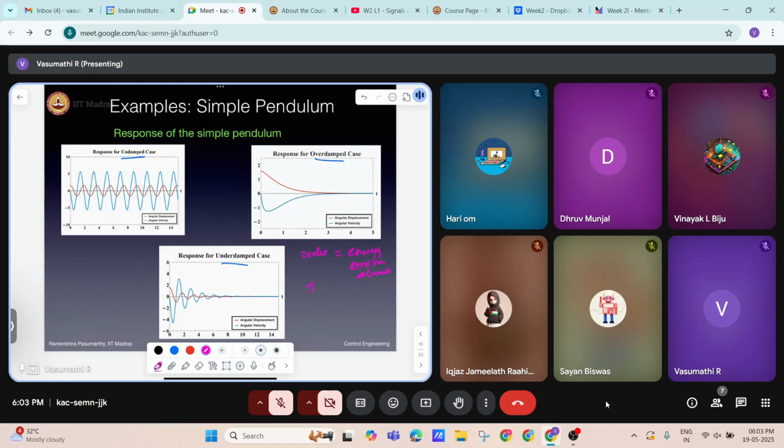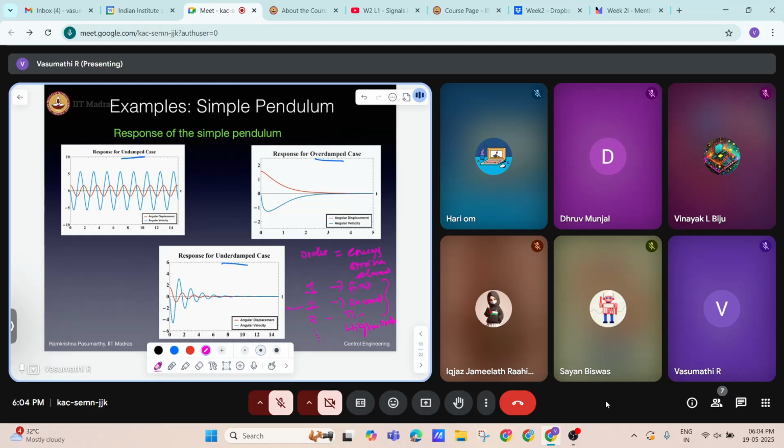Likewise, if it has one energy storing element, it's a first order system. If it has two, then it is a second order system. If it is three, it's a third order system, and after this we will call it a higher order system. We won't particularly see how those systems behave. We will be interested in these three systems only: first, second and third order system.